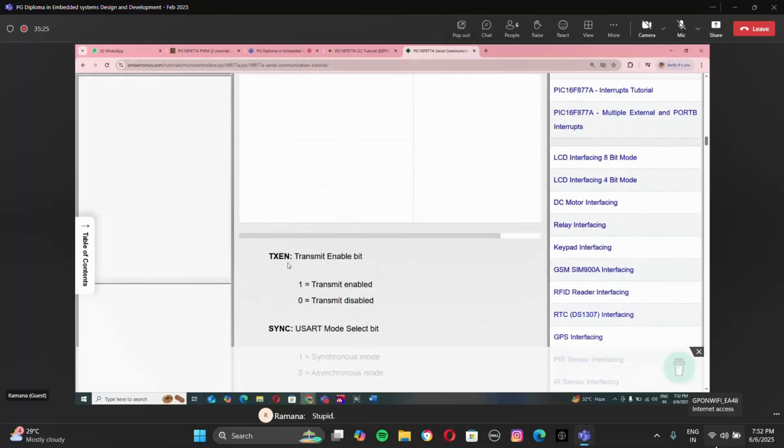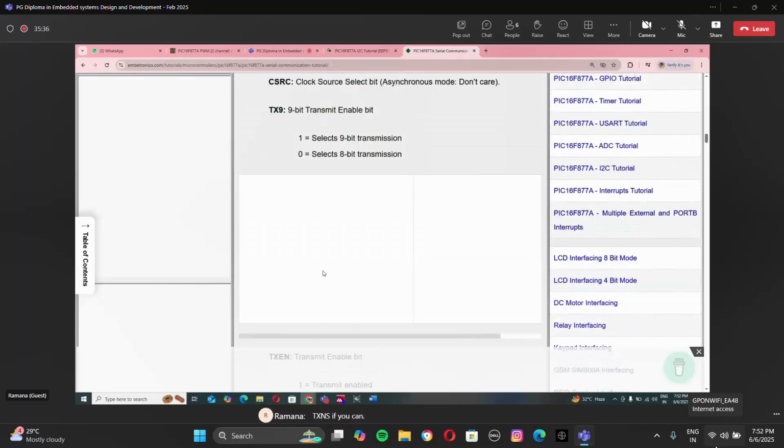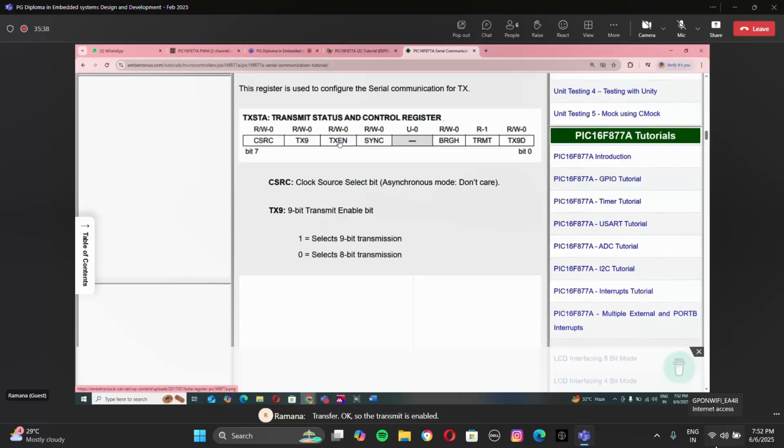Here, TXEN means transmit enable. If you enable it, the transmission is enabled. You are making this enabled; transmit is enabled.